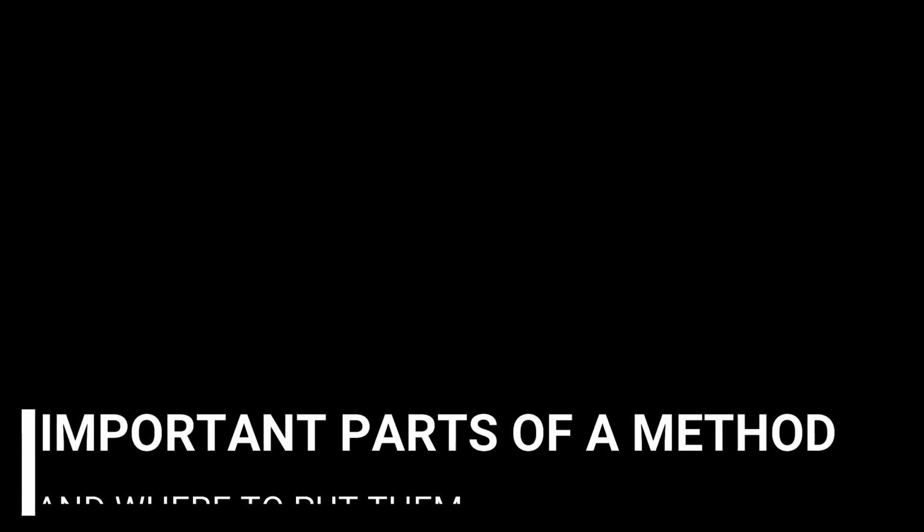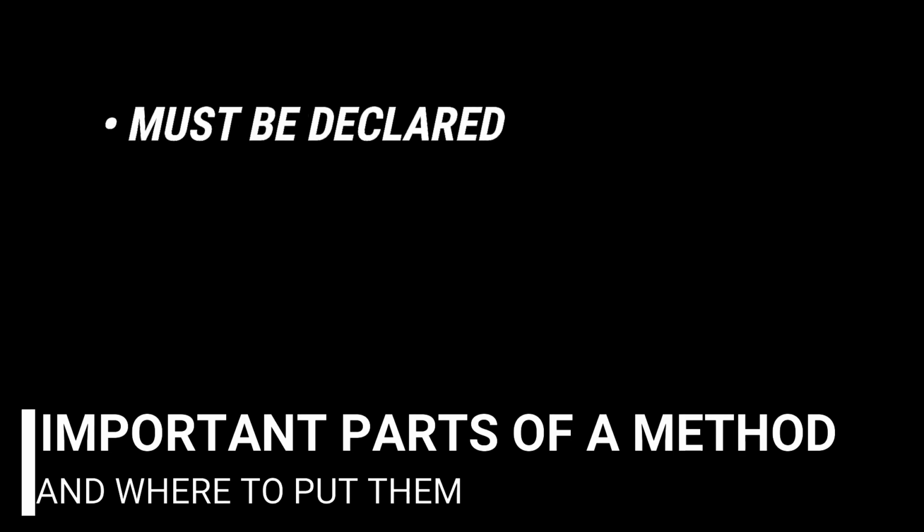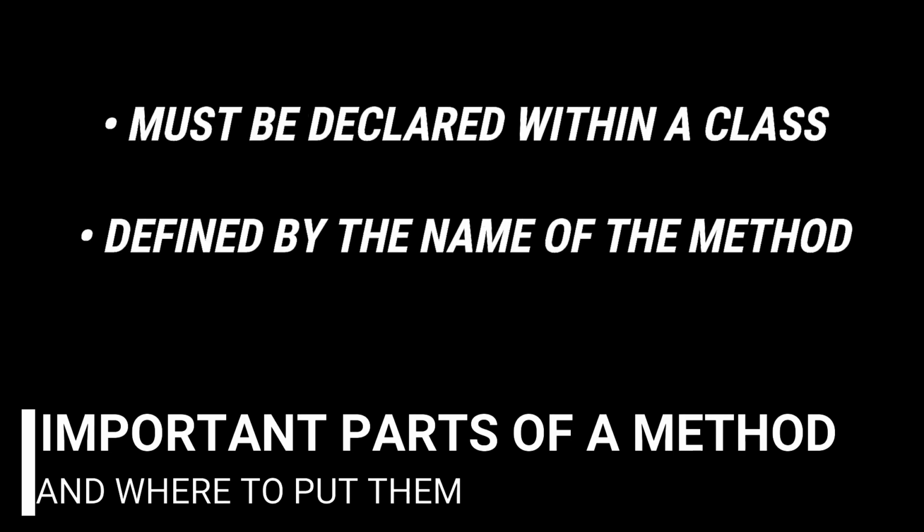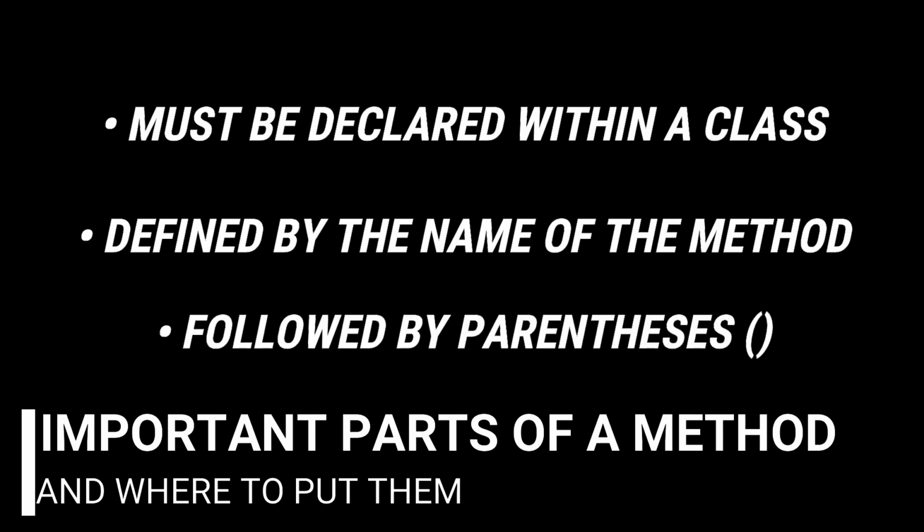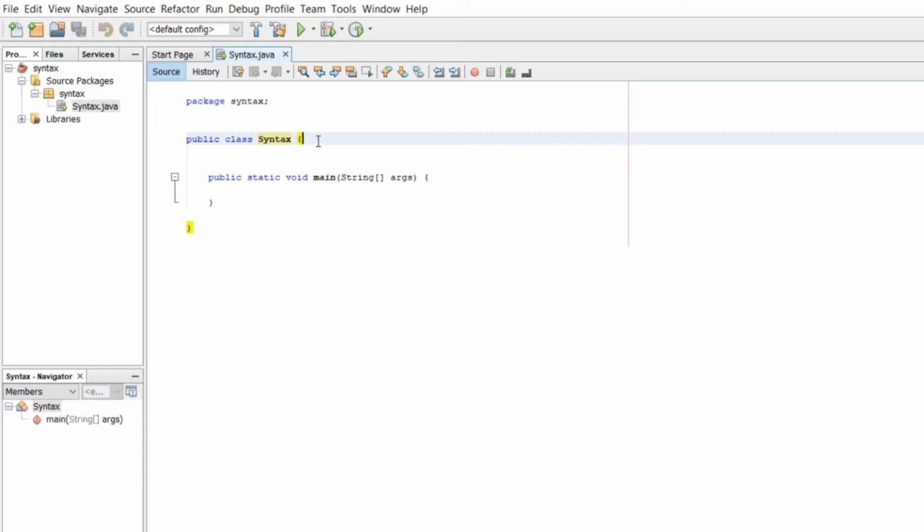Now that we're done with that quick recap for syntaxes, we are ready to determine the syntax of Java methods. Before we create a method, we must first take note of the following. A method must be declared within a class. It is defined with the name of the method followed by the parentheses. In my example, I have already opened my Java compiler here, and the name of my class is syntax, since it is also the same name as the project that I made earlier. We will put our method inside it. So here.